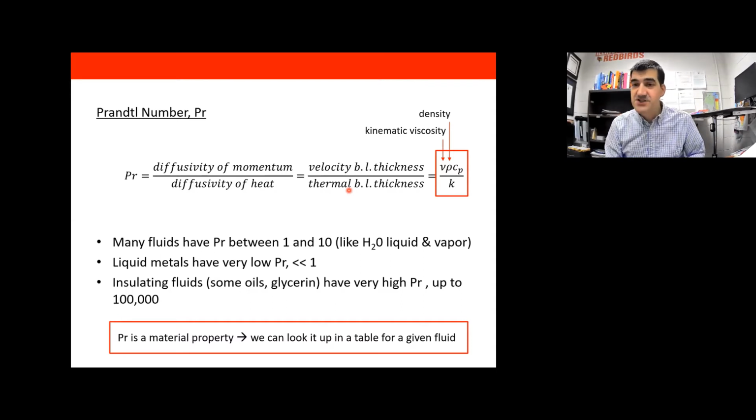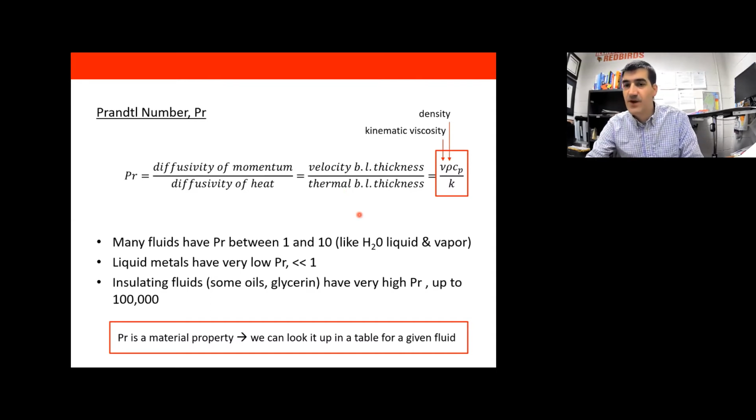There's a wide range of Prandtl numbers. A lot of the fluids that we tend to work with a lot have Prandtl numbers between 1 and 10, like water and even water vapor, steam. If you have a liquid metal, like mercury, flowing like in a thermometer or something, liquid metals have a really, really low Prandtl number, much less than 1. Whereas if you have some insulating fluids like glycerin or some oils that are designed to be insulative, some oils are, not all are, they can have a really high Prandtl number, up to 100,000, which is a really, really high Prandtl number.